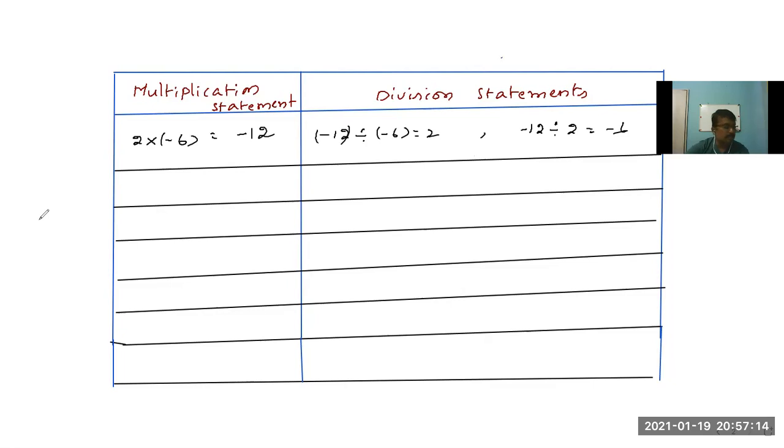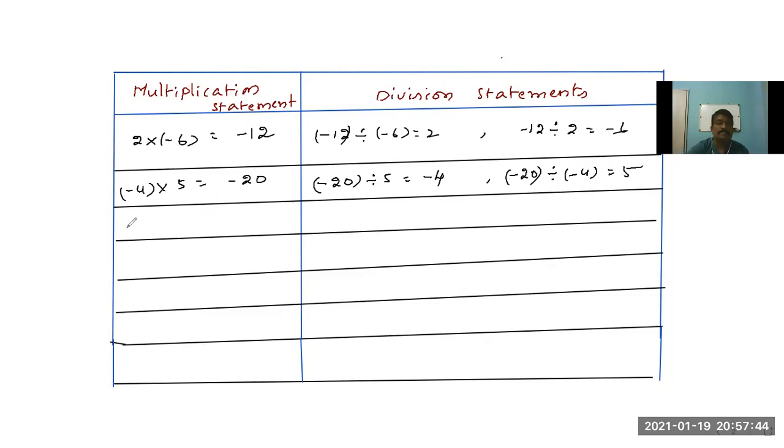Now again I am going to take minus 4 into 5 is equal to minus 20. Now this can be written in division statements. Minus 20 divided by 5 is equal to minus 4, comma, minus 20 divided by minus 4 is equal to 5.